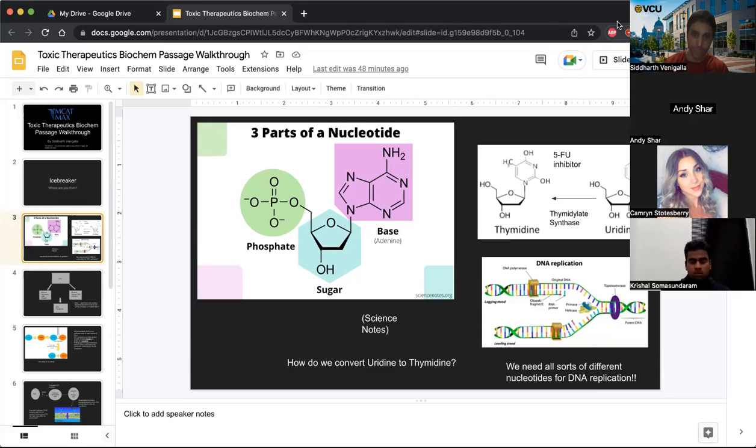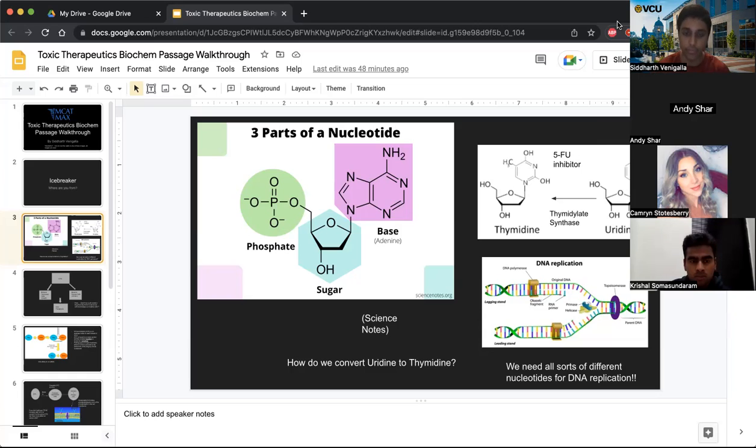So a nucleotide, just what a nucleotide is. Phosphate plus base plus sugar. So those are the components of a nucleotide, and a nucleotide is what makes up DNA. Every cell has DNA, and DNA is made up from the building block, which is a nucleotide. So nucleotides are the building blocks of DNA.